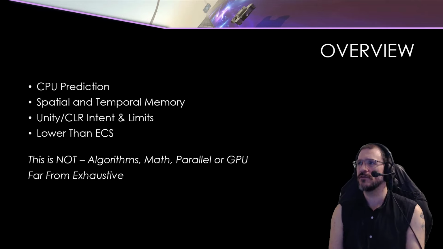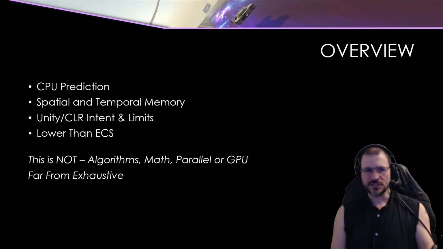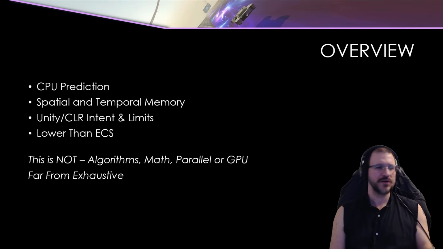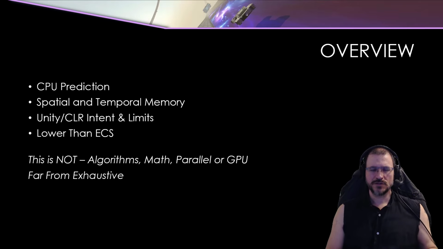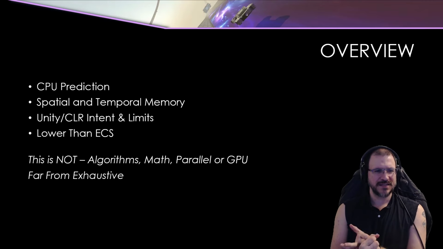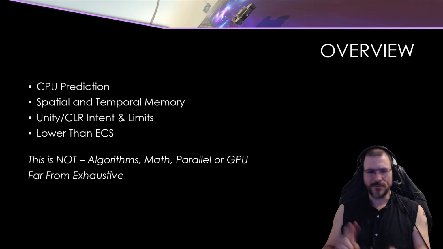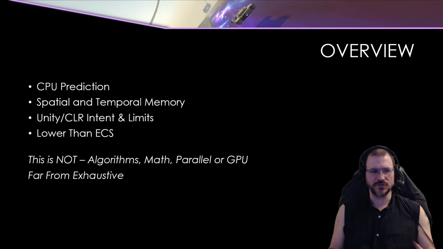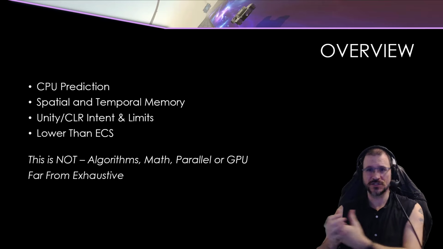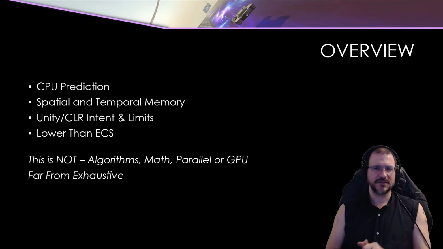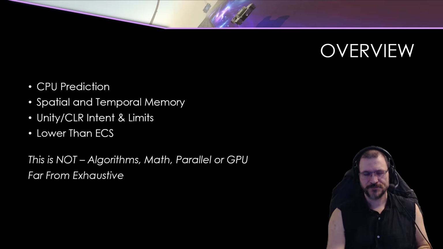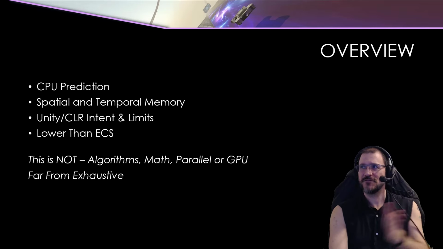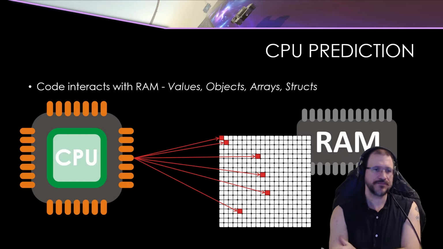Okay, so let's get into an overview of how we do this. We're going to discuss CPU prediction. We're going to go into spatial and temporal memory. We're going to talk about Unity and .NET CLR, their intents and their limits. We're also going to dive lower than ECS. And this is not about algorithms. It's not about math, parallel processing, or GPUs. There's a lot of things that you can do with those that will improve your performance or just destroy your performance. And this is also going to be far from exhaustive just for the low-level memory structure that we're going after. But I will show you how to make it functional and how to start thinking about this.